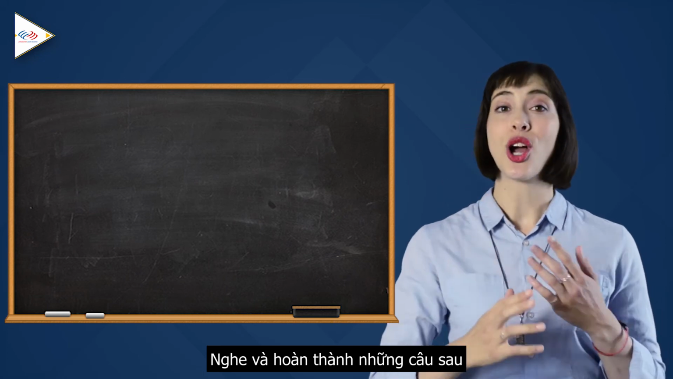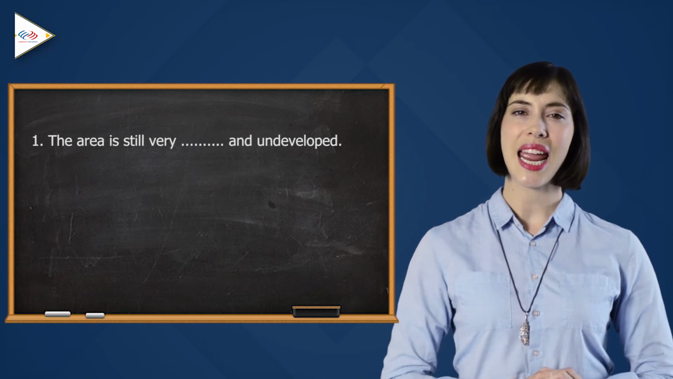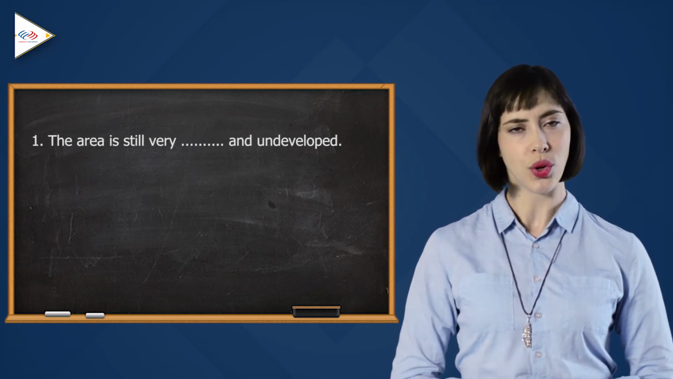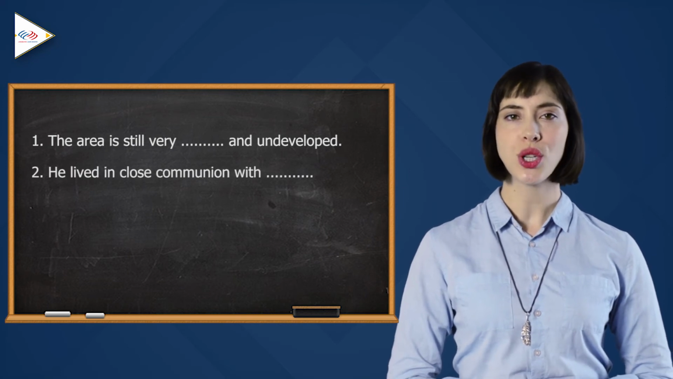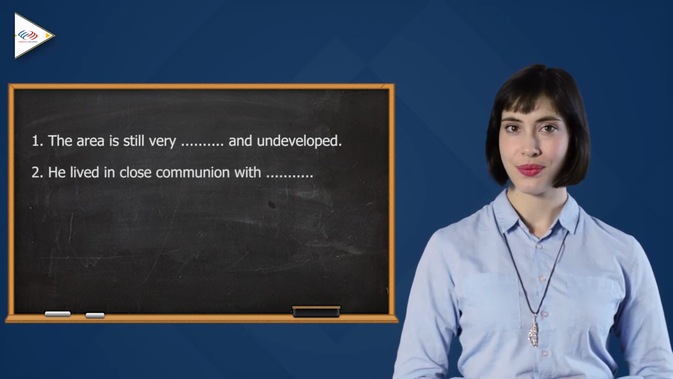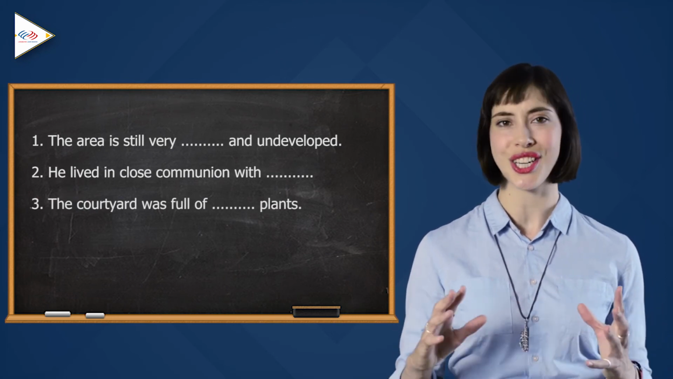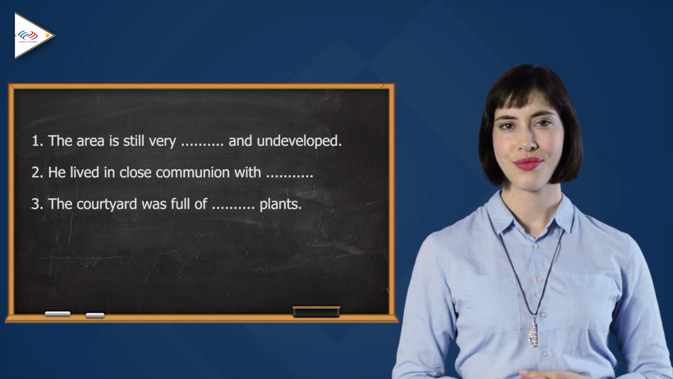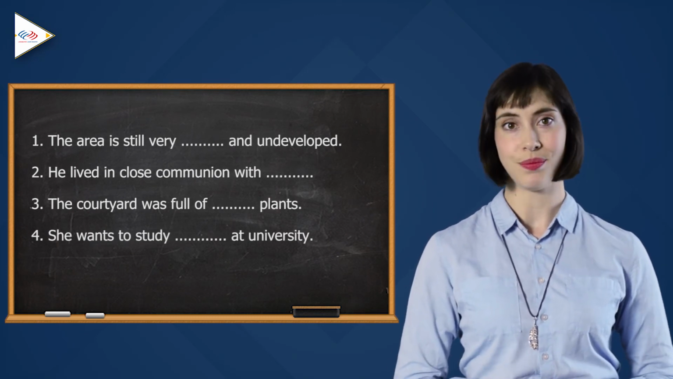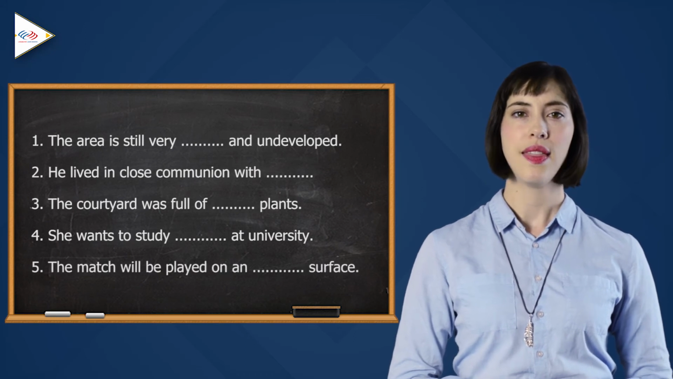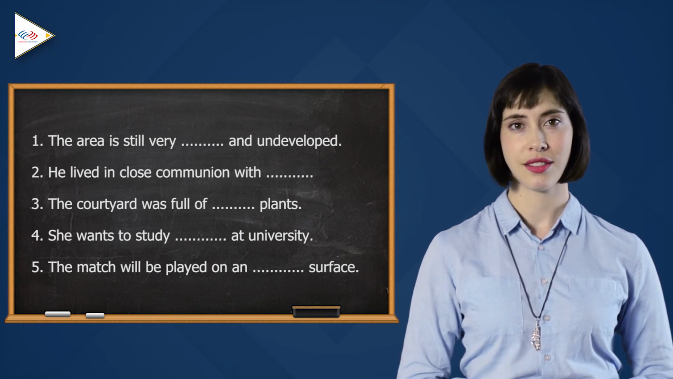Listen and complete the following sentences. The area is still very rural and undeveloped. He lived in close communion with nature. The courtyard was full of exotic plants. She wants to study ecology at university. The match will be played on an artificial surface.